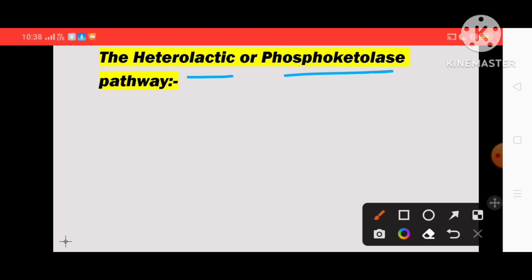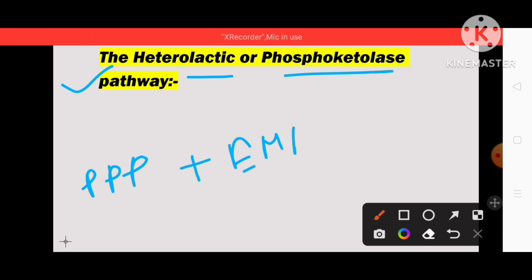We have already discussed all the three, right? So that is why today we are going to talk about the heterolactic or phosphoketolase pathway. As I have told you, this pathway contains the pentose phosphate pathway as well as the Embden-Meyerhof-Parnas pathway and lactic acid fermentation, that is the production of lactate from pyruvate, right?